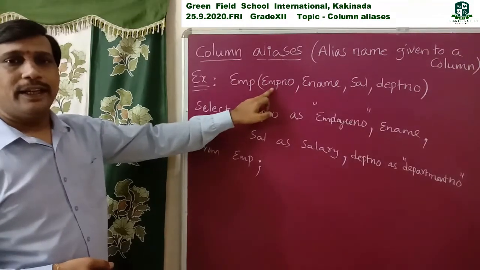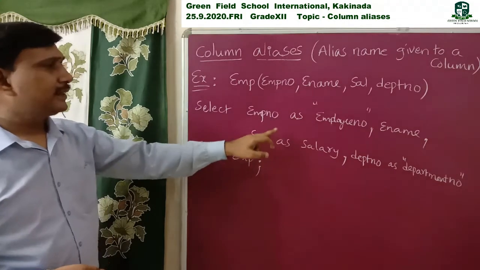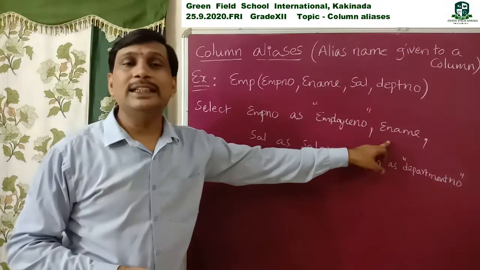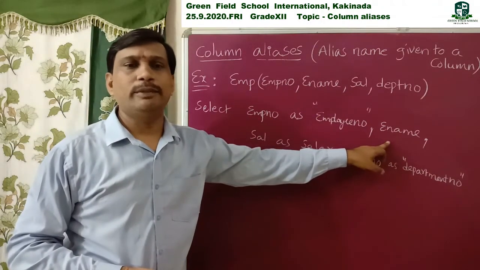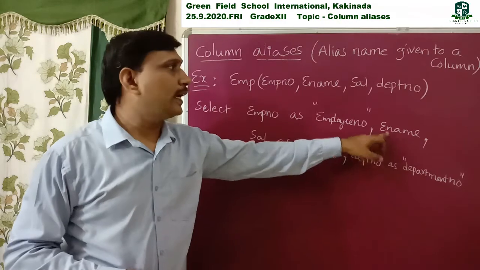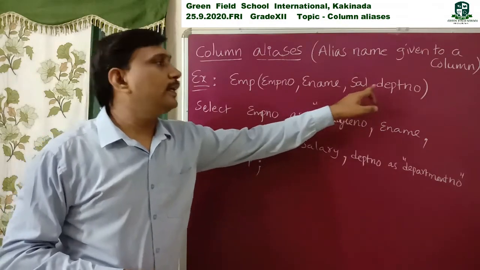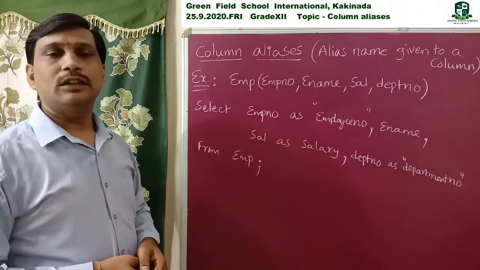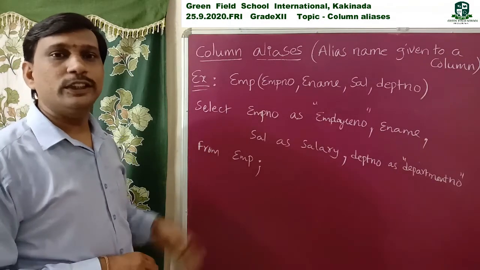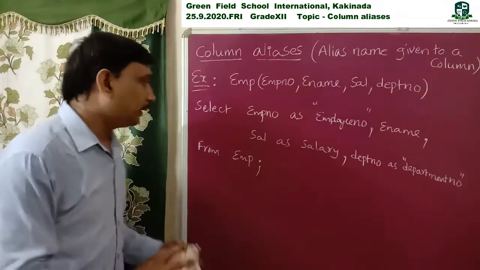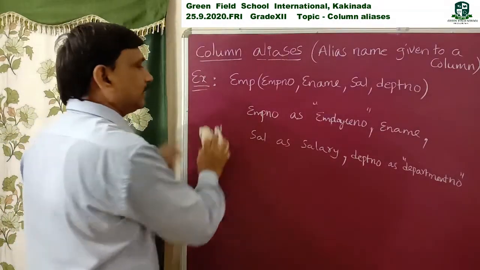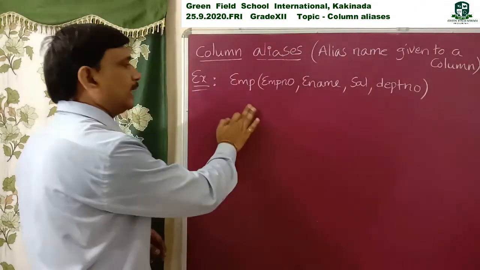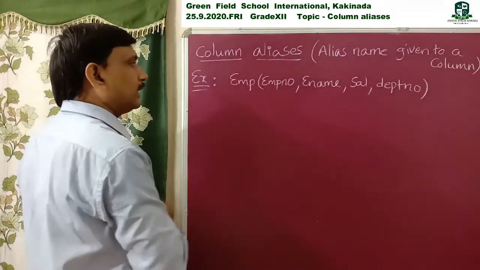Here, employee number has a column alias. Employee name, we do not change here, so we do not go for a column alias. Here we go for a column alias, and here also we go for a column alias. So it displays the following output. How does it display the output? Observe this query result. This one is the query, and this is the query result.